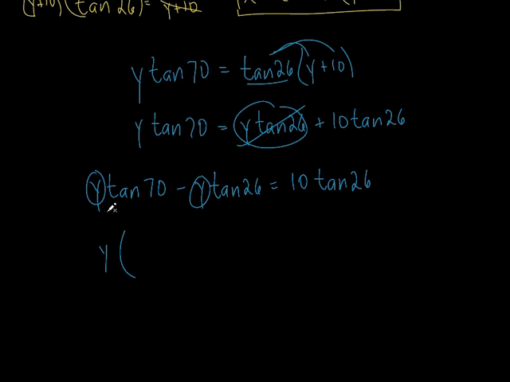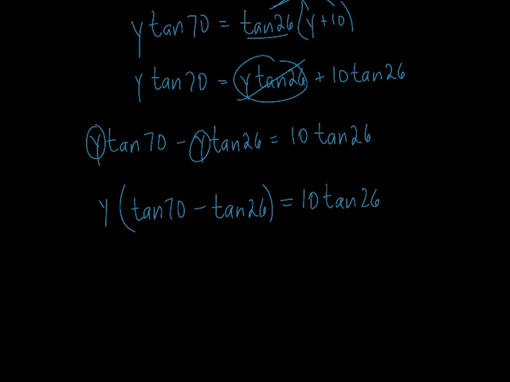I'm basically taking this and dividing it by y. So if I take this whole thing divided by y, what am I left with? I'm left with the tangent of 70 minus, factor out a y from this. That goes right here. What am I left with? I'm taking this basically and dividing it by y. What do I get? Tangent of 26. Okay, equals 10 tangent of 26. We're actually getting there, I promise.